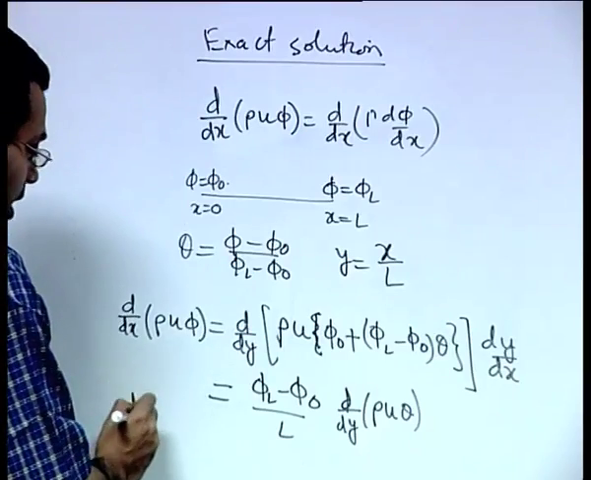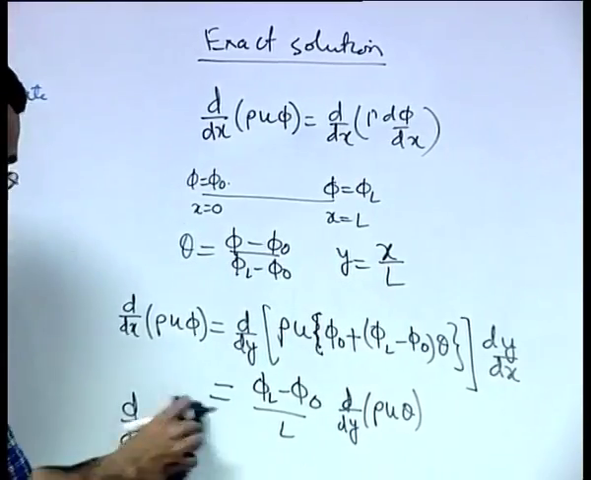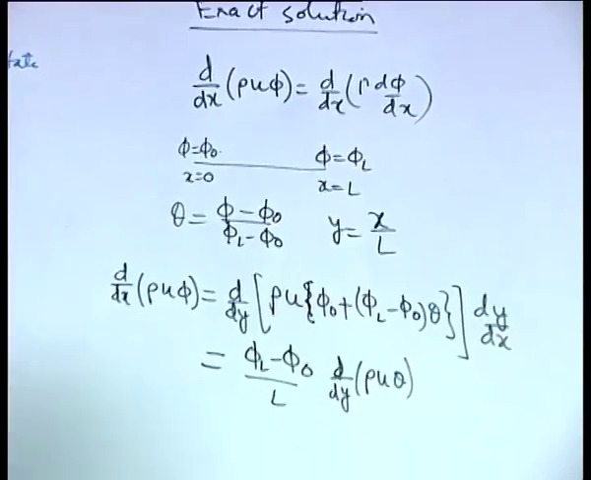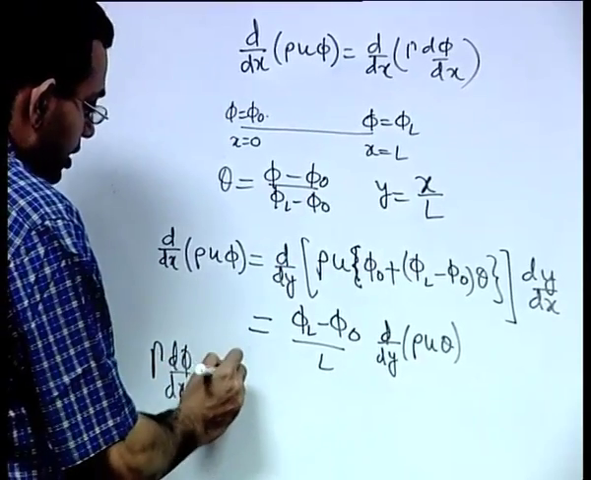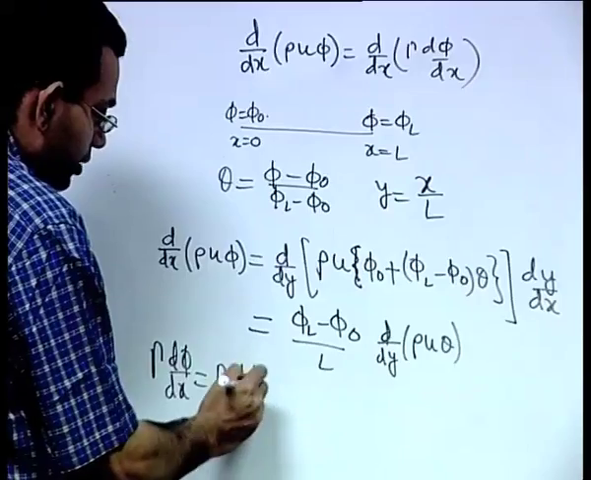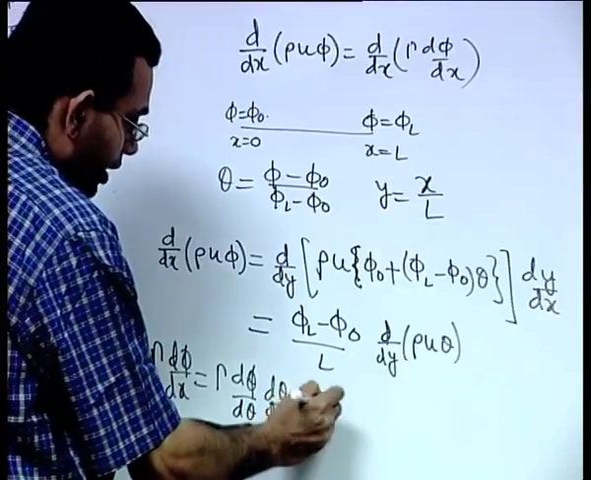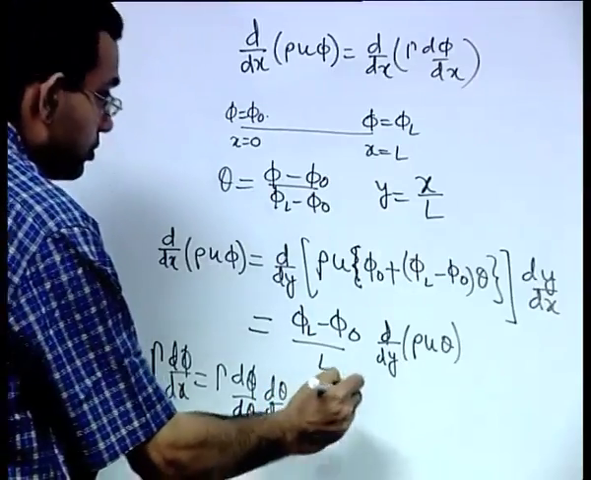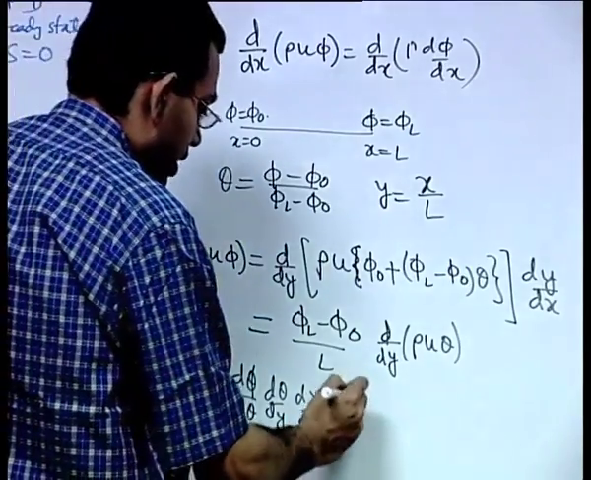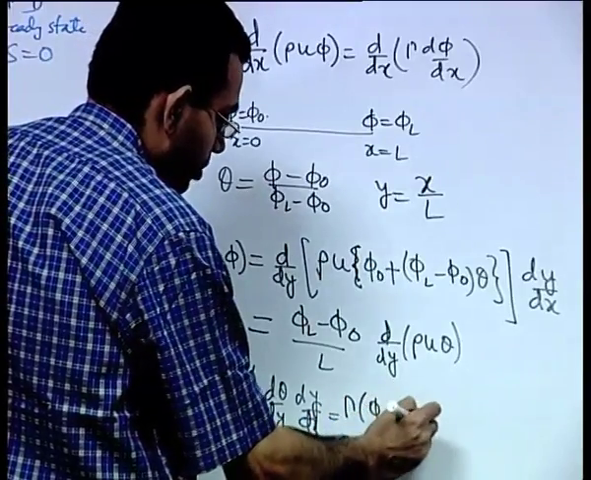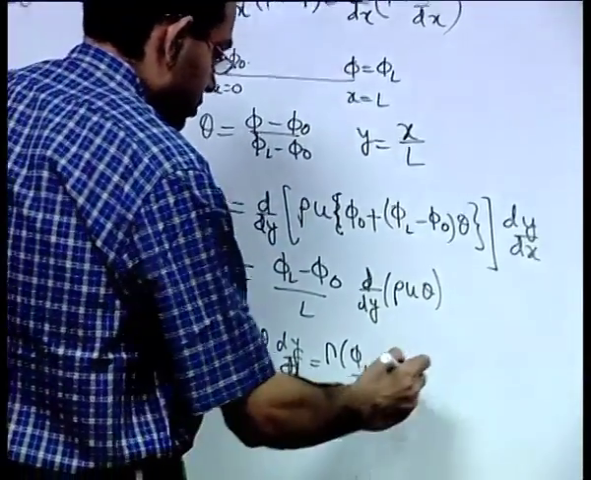Next, the right hand side, d/dx of gamma, okay, first let us calculate what is gamma d phi dx. This is gamma d phi d theta, d theta dy into dy dx. d phi d theta is phi L minus phi 0. So gamma into (phi L minus phi 0) by L into d theta dy.